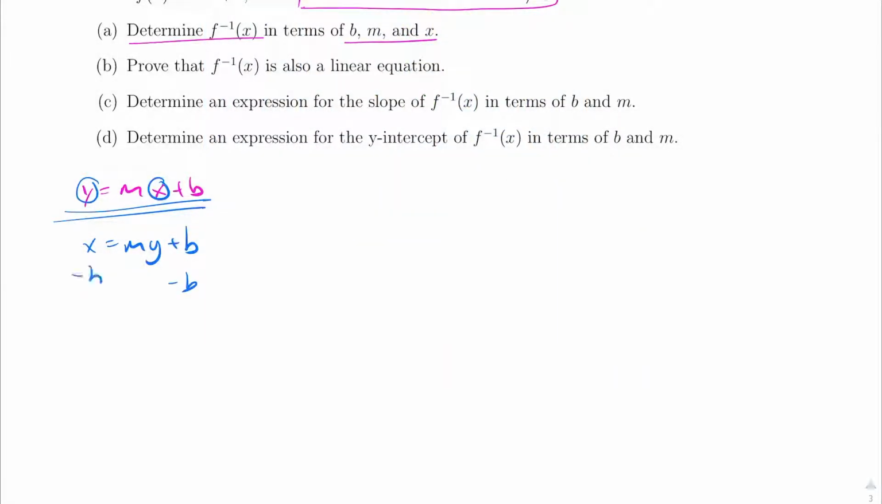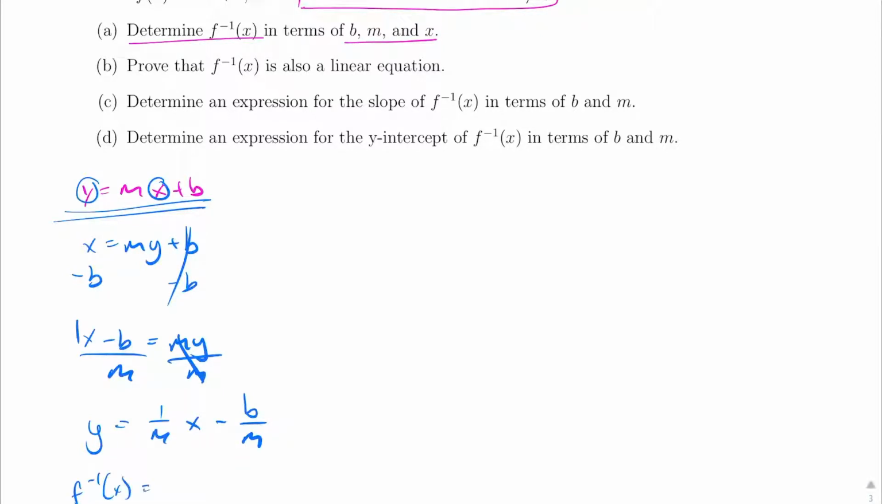So we minus b on both sides. We get x minus b is equal to my. We divide by m on both sides. I'm going to write this as y is equal to 1 over m x minus b over m. And this is actually f inverse of x. We solve for y. And it looks a little strange.